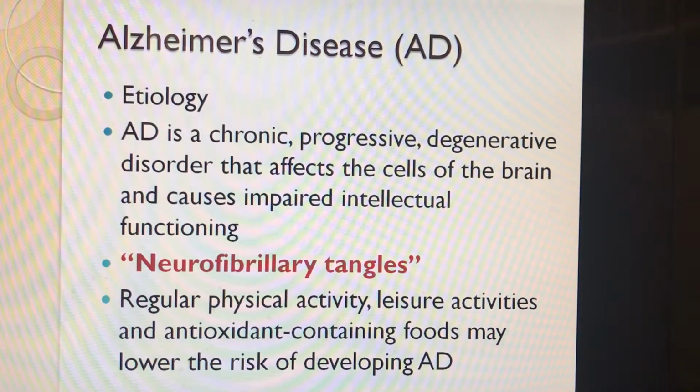Our next disease is Alzheimer's. This is AD. It's a chronic progressive degenerative disorder that affects the cells of the brain and causes impaired intellectual functioning. The neurofibrillary tangles. Regular physical activity, leisure activities, and antioxidant containing foods may lower the risk of developing AD.